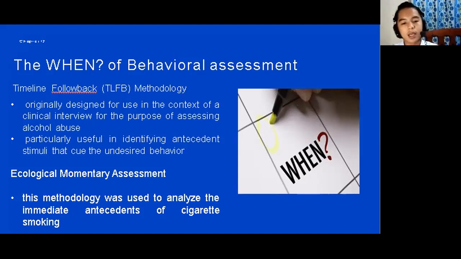And by the way, in TLFB methodology, not only alcohol abuse is measured, but also gambling and smoking, etc. The next method of measuring the frequency and intensity is the ecological momentary assessment. This methodology was used to analyze the immediate antecedent of cigarette smoking. So specifically, the ecological momentary assessment measures the antecedents of cigarette smoking.